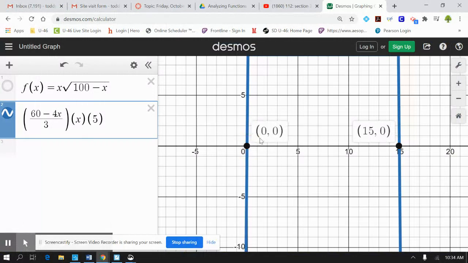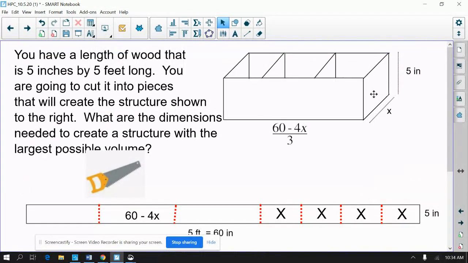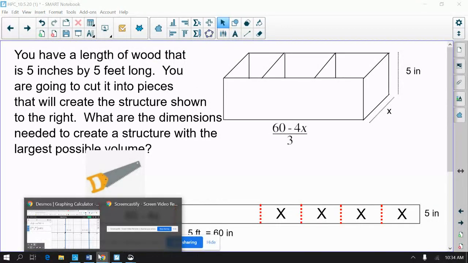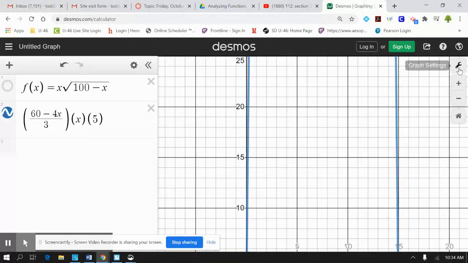And when x is 0, the volume is 0, because if you don't cut anything, then you don't have these 4 walls, and therefore you don't have a box either. So your domain is everything between 0 and 15. And we just need to find the highest point.